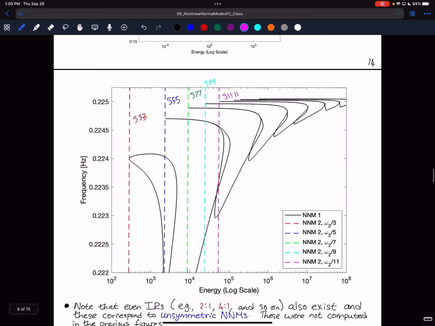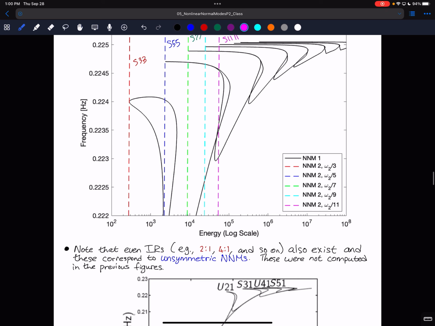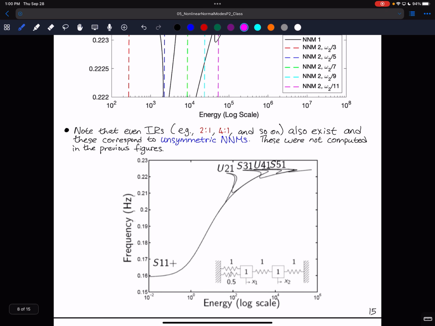All right, so here I've only shown these odd internal resonances. There are also even internal resonances like a 2 to 1, a 4 to 1, and so forth. These correspond to what are known as unsymmetric NNMs, and I didn't compute these. You can't use the numerical continuation tool. You have to use some other techniques to identify those. And so in the paper that I cited, they did do that for the 2 to 1 and the 4 to 1, and they only went up to a 5 to 1 in this case. But you can see that they still do exist and they show up there. You just got to do extra stuff to compute them. So it's not only odd; even though the nonlinearity is cubic, we still get even internal resonances as well.